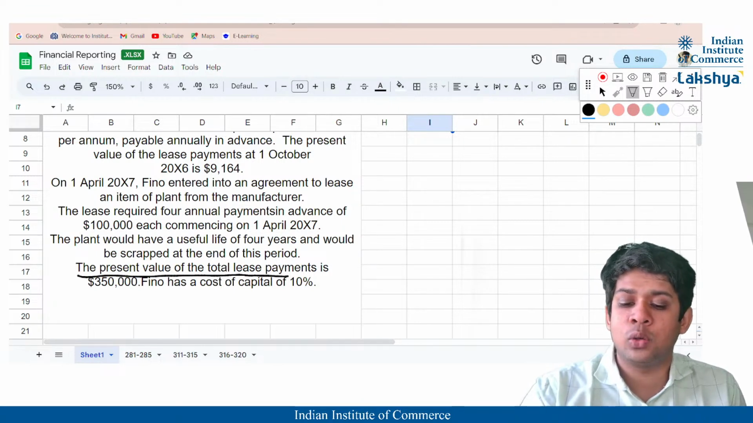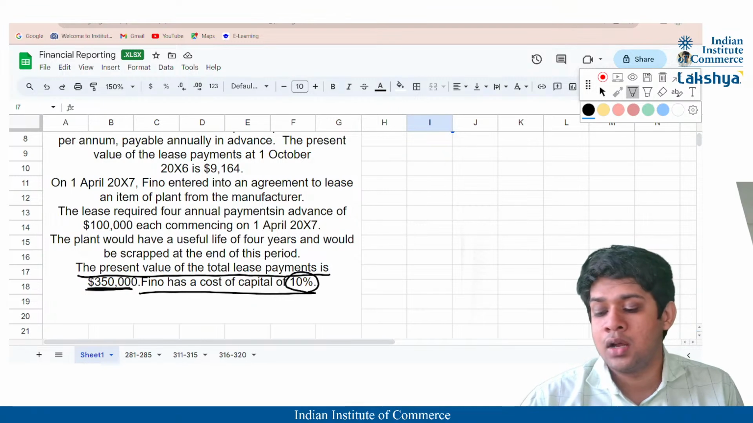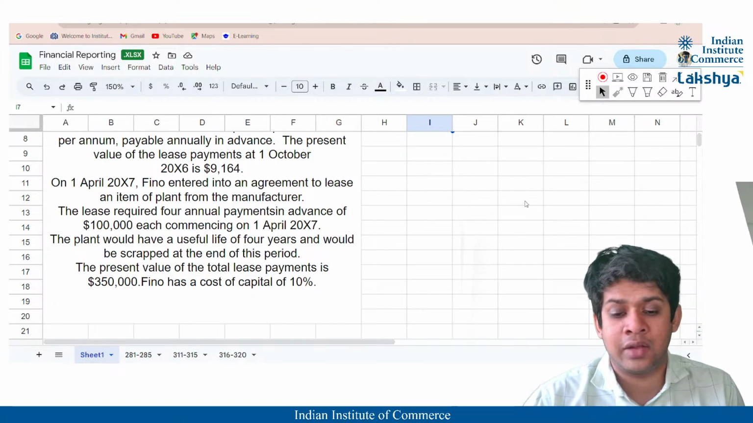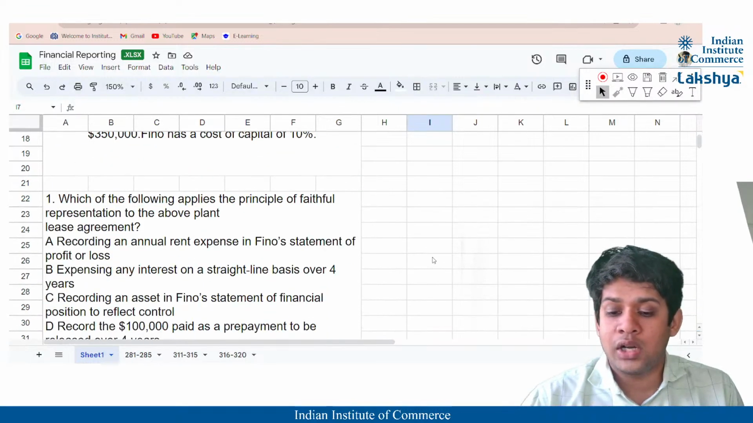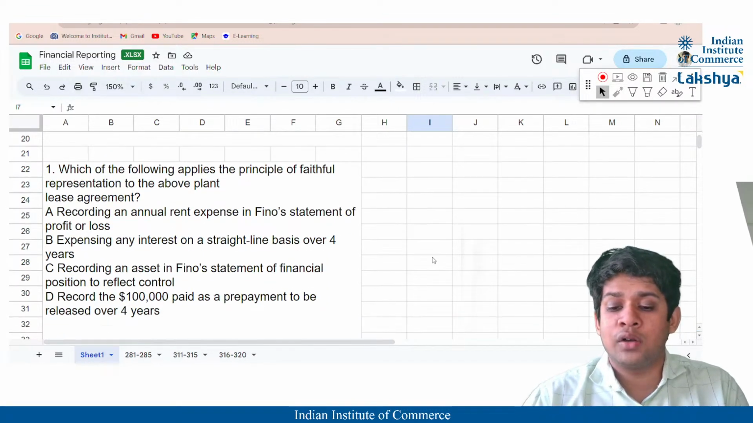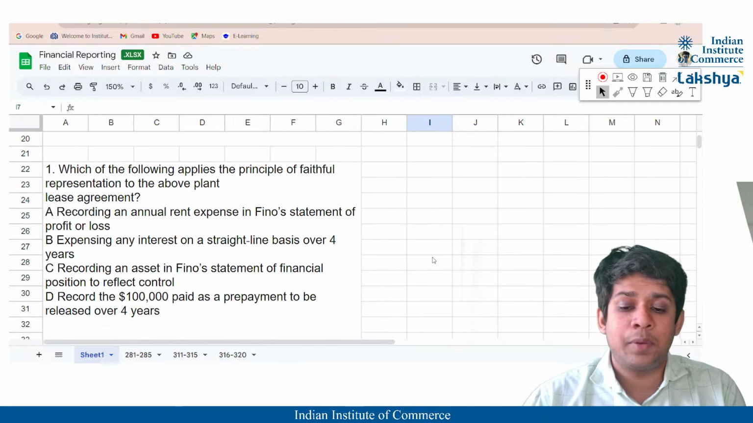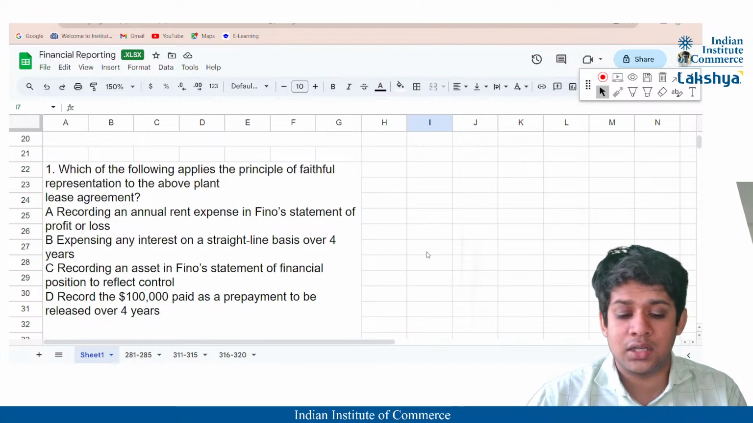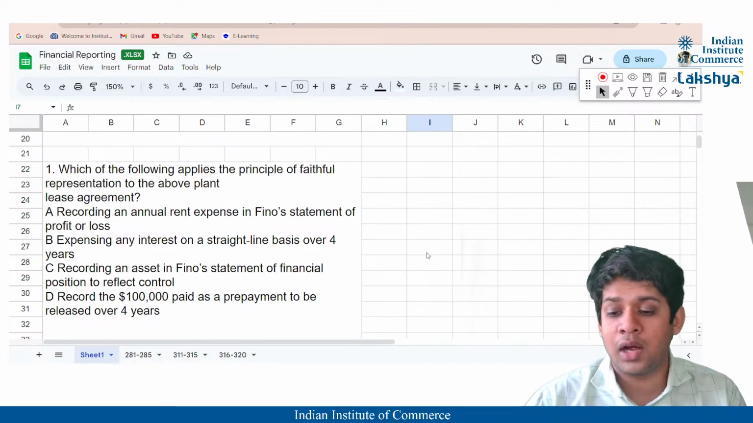The present value of the total lease payments is $350,000 and the cost of capital is already given as 10%. Okay, so we can easily do the subsequent measurement because the present value is directly given to us. Now, what is the question here? Which of the following applies the principle of faithful representation to the above plant lease agreement according to the annual lease rental expense?